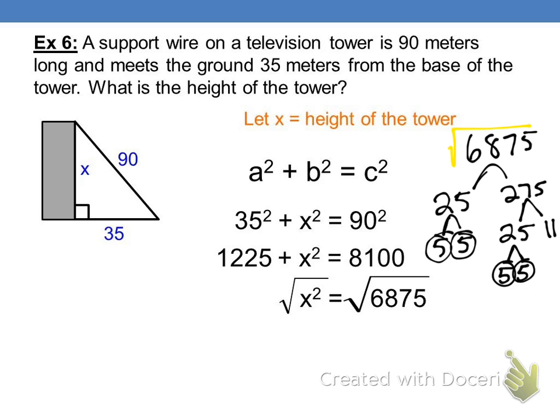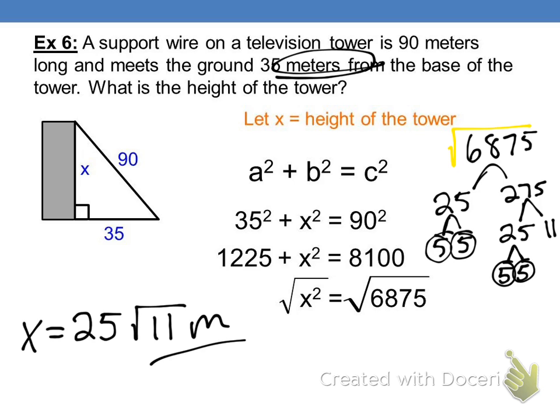Okay. So what is my answer? X equals what? 25 square root 11, and I am talking about the height of the tower. Meters. That would be a very small tower if it was centimeters. You would not be getting any TV reception at all. All right, questions?